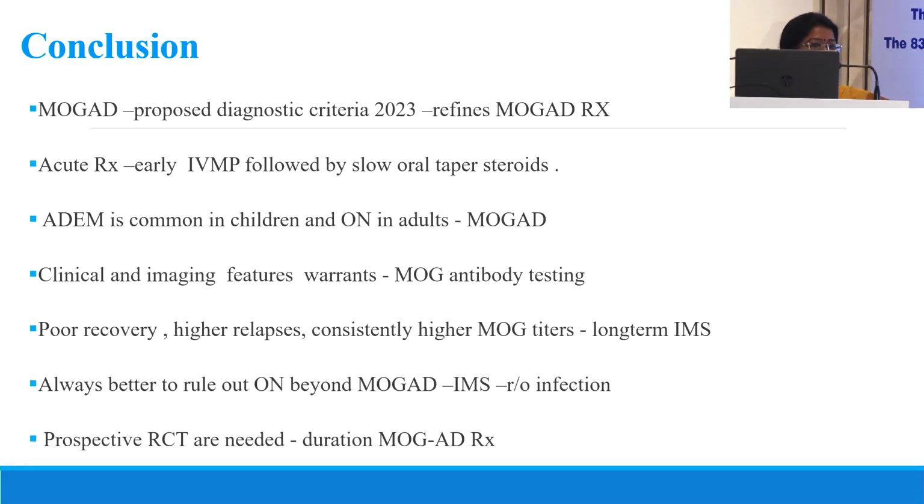It's always better to rule out other infective etiologies before putting these patients on chronic immunosuppression, and probably we need a lot of prospective RCTs to find out how long we continue this immunosuppression in these patients and when to stop. Thank you so much.